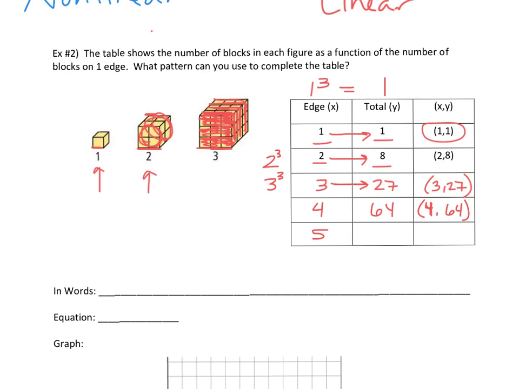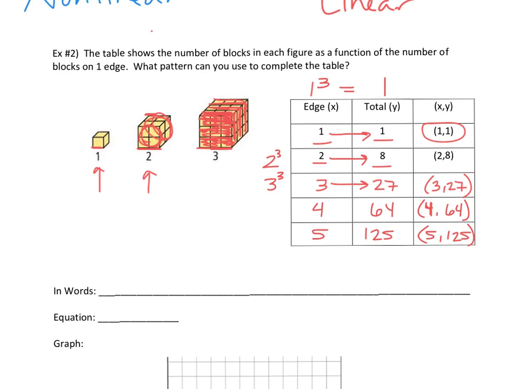And then 5. Anyone know this one? This one's maybe a little more likely that you know it. 5 times 5 times 5. 5 times 5 is 25. 25 times 5 is? 125. So 5, 125. Okay?